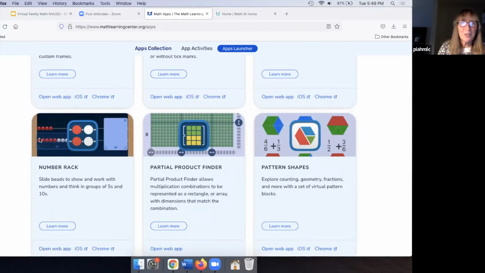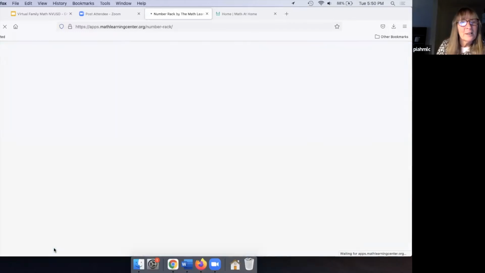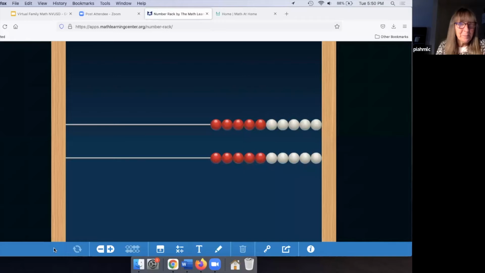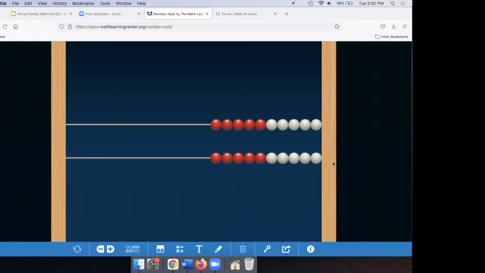So we're going to go to the mathlearningcenter.org/apps. Maybe put that link back in chat so anybody that's joined us just now can access the app page. And we'll go to the number rack app. And I want you to think about some things that you notice about the beads.